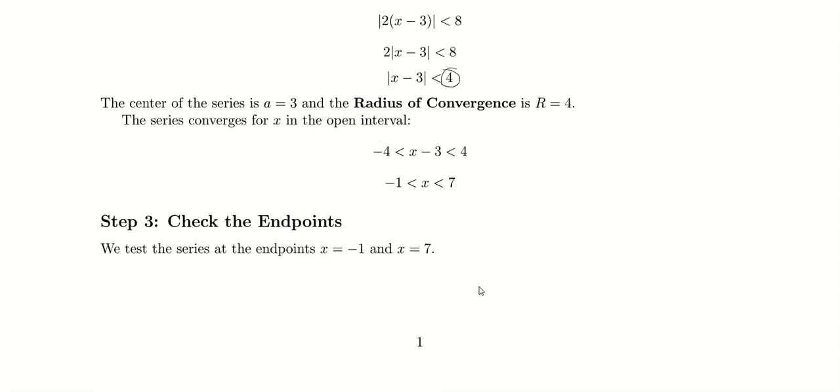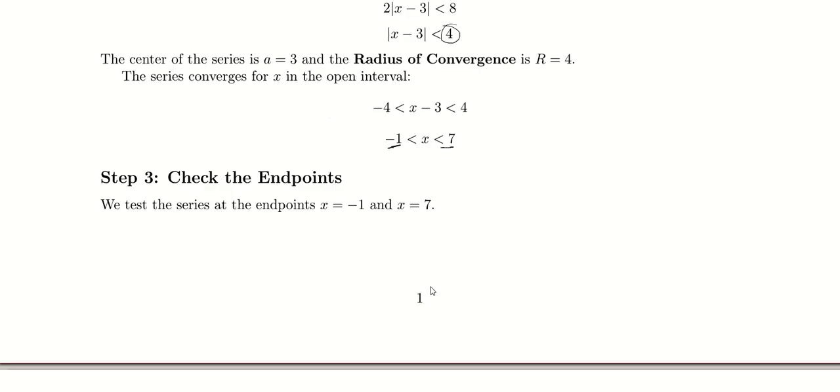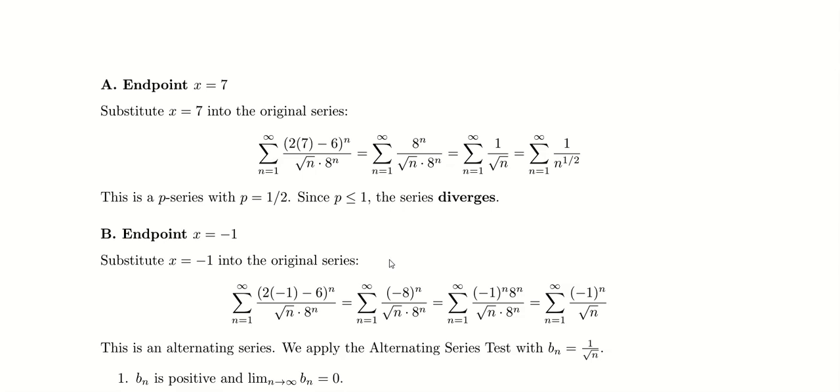Okay, so now we're interested in the interval of convergence, so we need to test the endpoints, negative 1 and 7. Let's do that. First, we'll start off with x equals 7. We'll plug it in here. 2 times 7 minus 6 gives us 8. 8 to the n over 8 to the n, these are going to cancel. We have 1 over root n. And this is a p-series, by the way. This is of the form 1 over n to the p. Here, p is equal to 1/2, which is less than or equal to 1. By the p-test, this diverges.